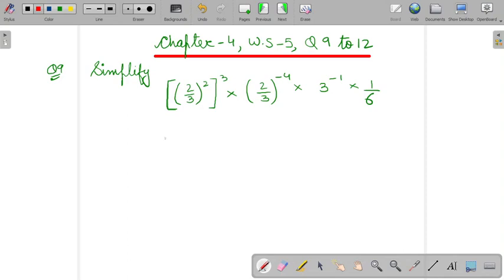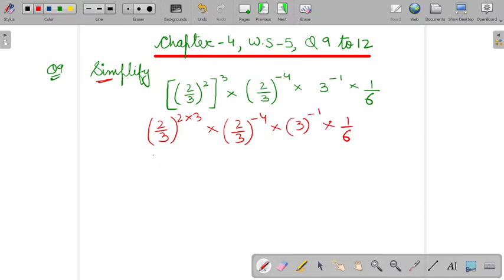Hello everyone. Now question number 9. It is written that simplify means you have to solve this question as much as you can. So first we will use the exponent concept. So it would be 2 by 3 and 2 multiply 3, and here this is 2 by 3 power minus 4, 3 power minus 1, 3 power minus 1 multiply 1 by 6.